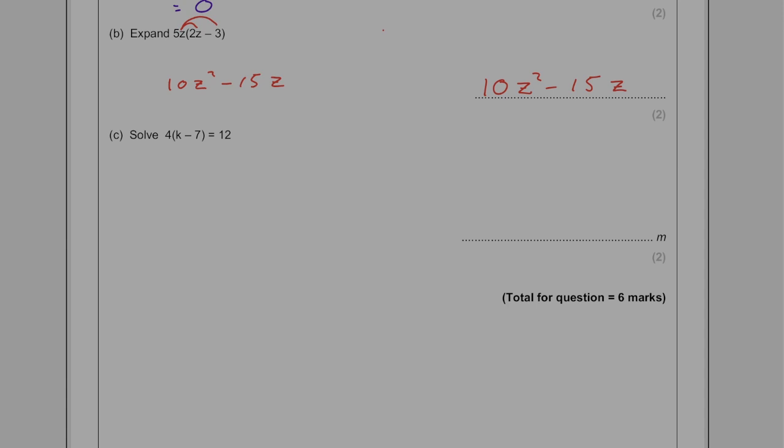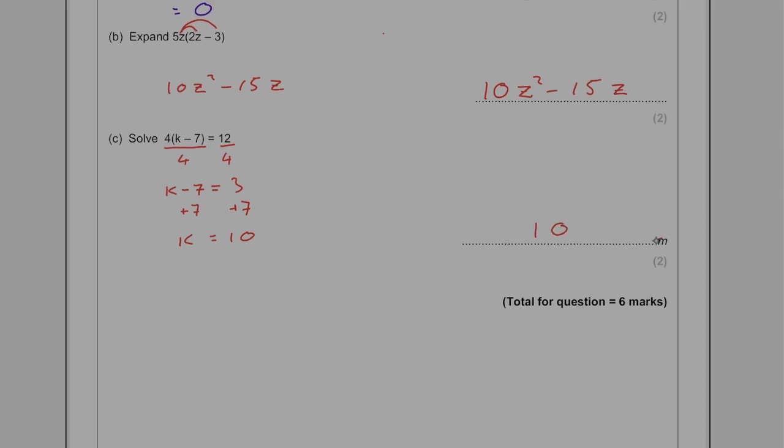And part C, solve. So you've got two options here. You could expand the bracket and then solve, or alternatively, instead of multiplying out by 4 first of all, what I would do, as a bit of a shortcut, is divide both sides by 4. So that's another way of getting rid of the 4 times. So that would leave me with k minus 7 is equal to 3. I'm then going to add 7 on both sides, and that would give me k is equal to 10. So solve k is equal to 10. That's my fault, bit of formatting issue there. There shouldn't be an M there.